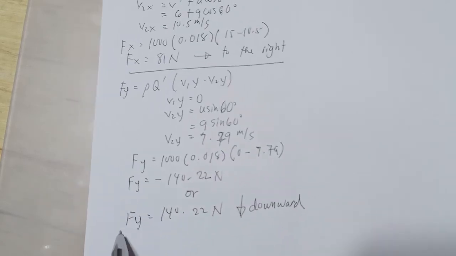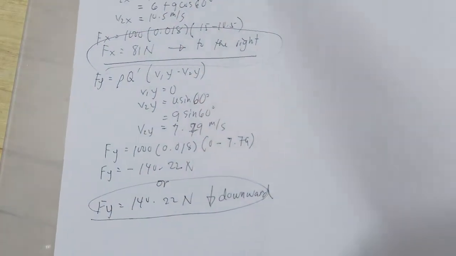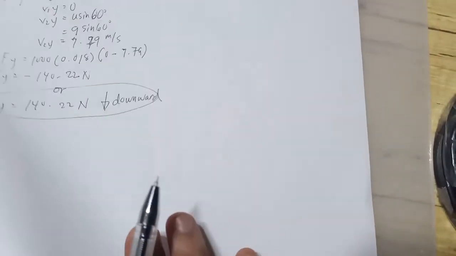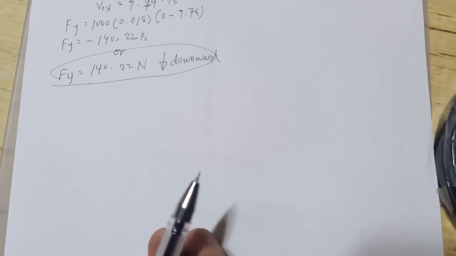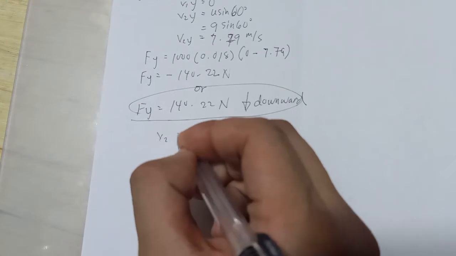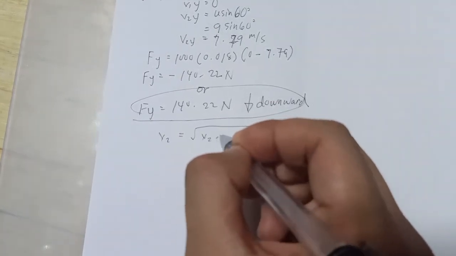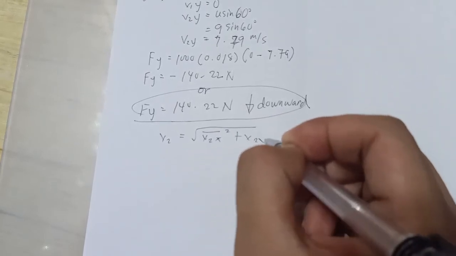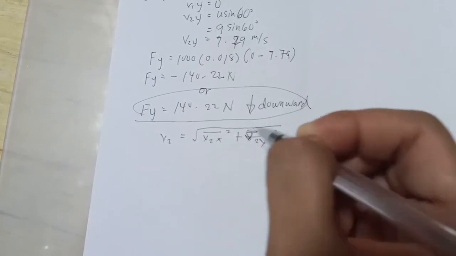So those are the two answers. And the other question is velocity and the direction. The v sub 2 is the square root of v sub 2x plus average of v sub 2y squared. I mean, parang may ulo siya, no?